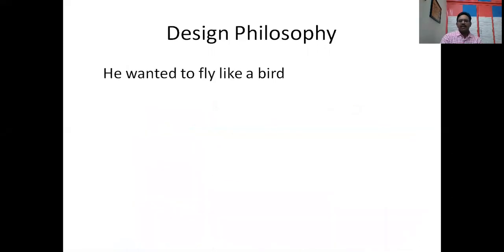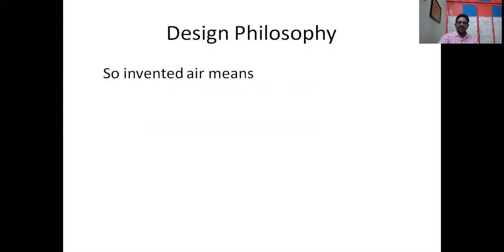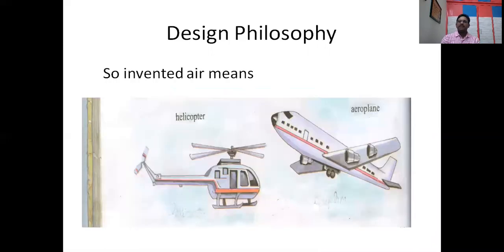And he wanted to fly like a bird. See, he was in nature. He was looking at nature. Of course, flying is not his natural ability, and he is not supposed to do that because basically he does not have wings. But he admired the birds, so he wanted to fly like a bird. So he invented air travel. The present-day aeroplanes and helicopters are inventions because of his ambitions. He wanted to fly like a bird.